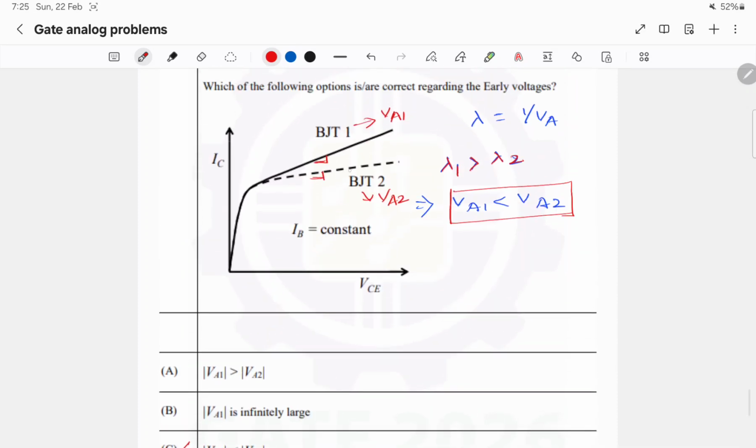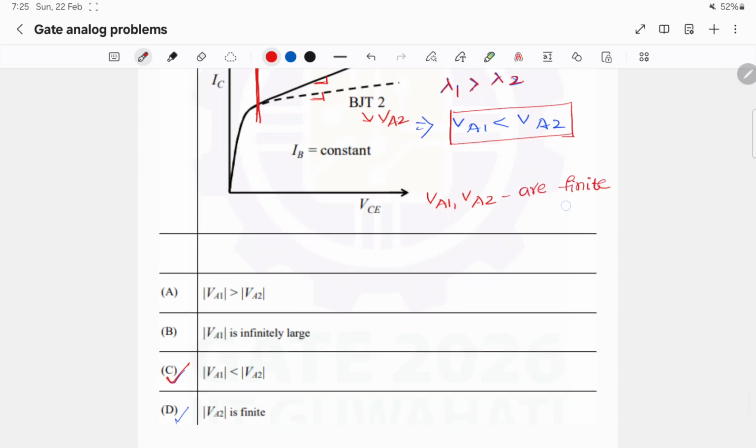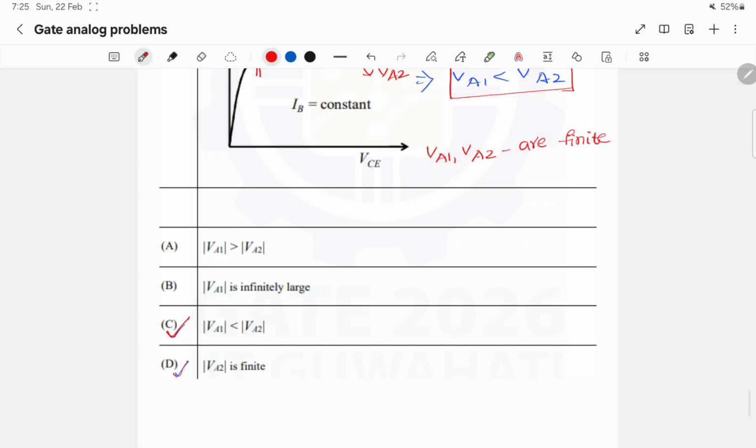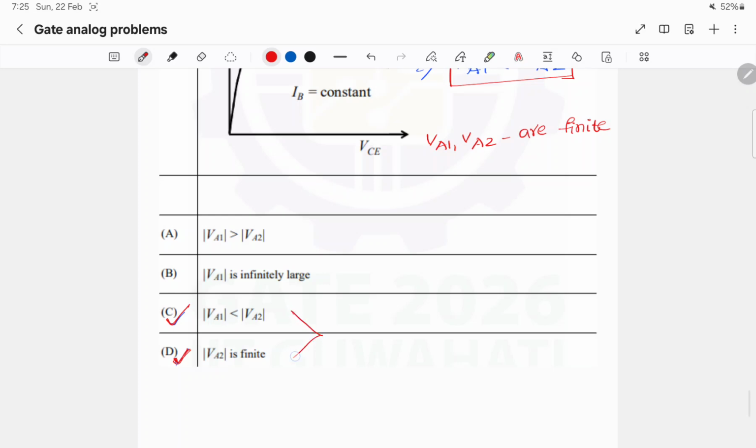And here if we see, none of them has an infinite slope. Both VA1 and VA2 are finite. In the options, VA2 is finite. So the correct answers are C and D.